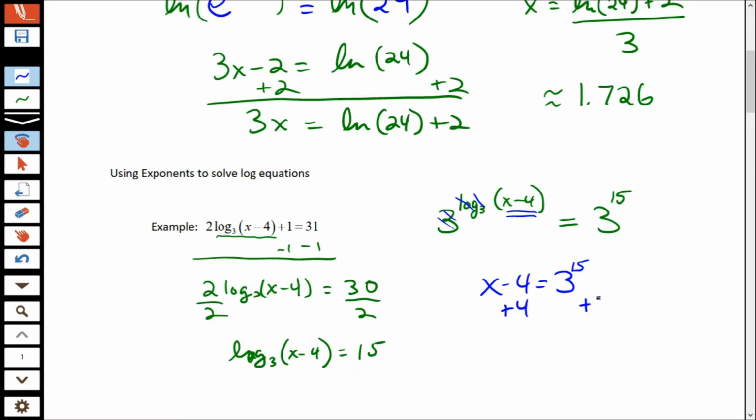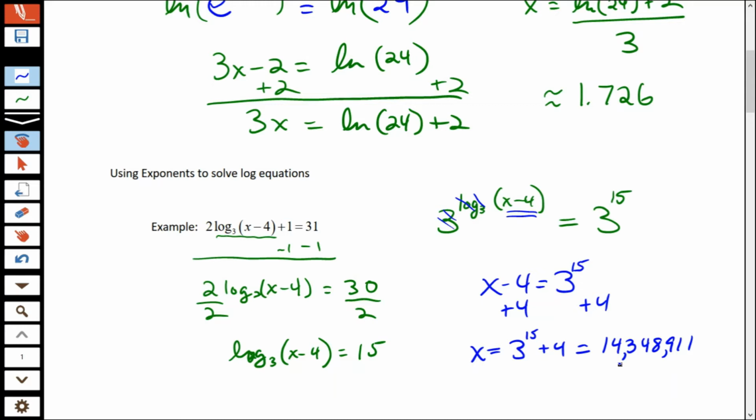Add 4 to both sides. We get x equals 3 to the 15th power plus 4. Now that's a very, very large number. And I get something like 14,348,911.